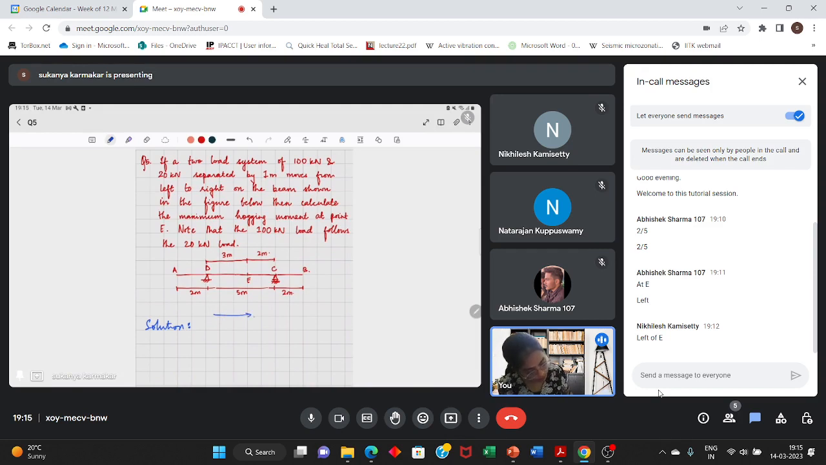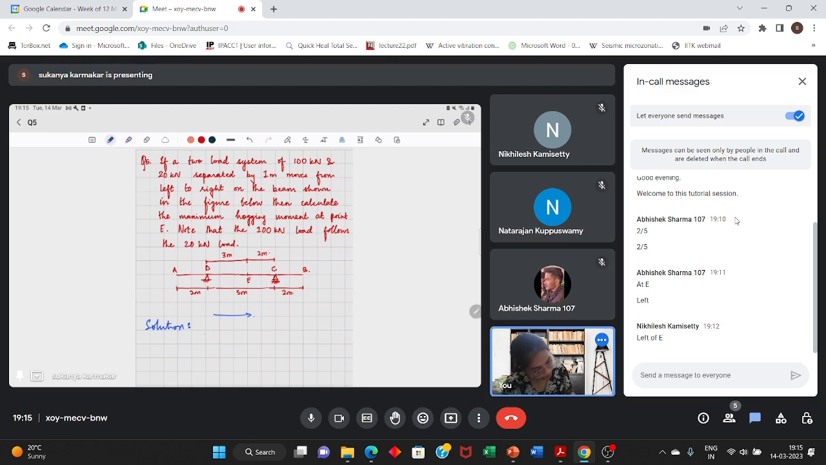There are two loads. It moves from left to right on the beam shown in the figure below. Then calculate the maximum hogging moment at point E. The point E is defined. Note that the 100 kilonewton follows the 20 kilonewton load. So what load is leading? 20 kilonewton is the leading load, 100 kilonewton is the following load.